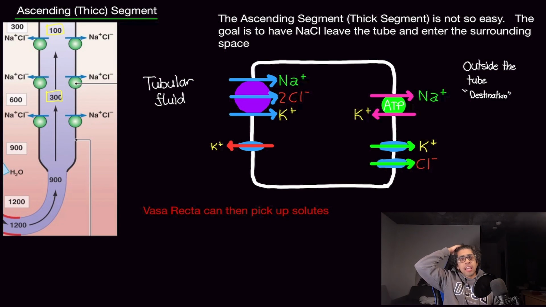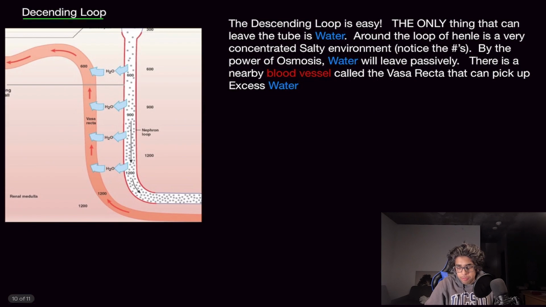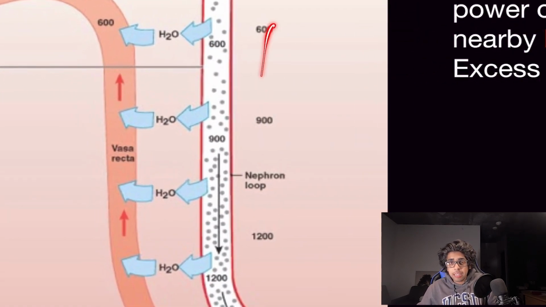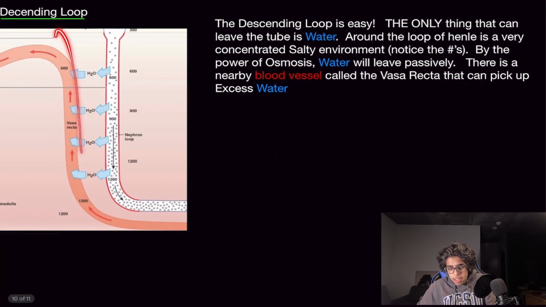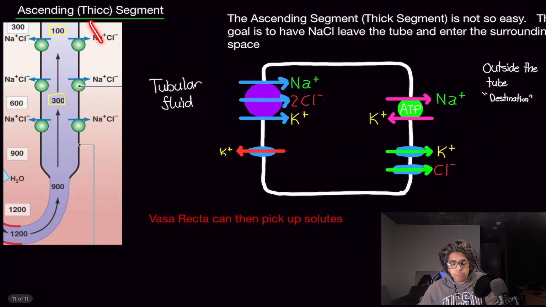Okay, so it's kind of weird how you think about it. You would think that, okay, if water is to leave, this area has a lot of salt, basically. But we're adding the salt in the ascending loop, not in the descending loop. So it's kind of weird, right? Water leaves first, and then we actually secrete the salt, the sodium chloride. So it's a little weird.